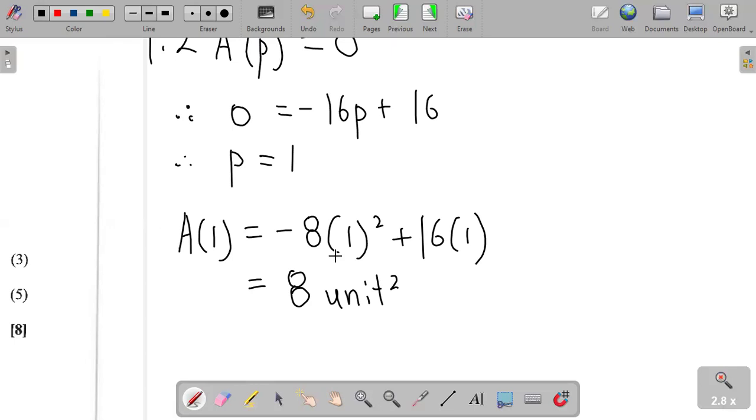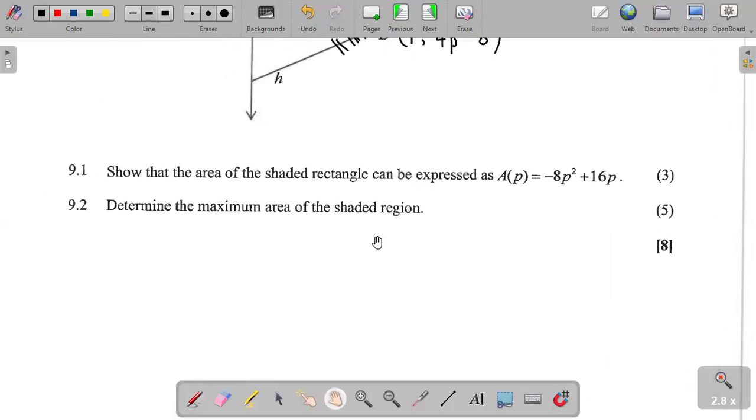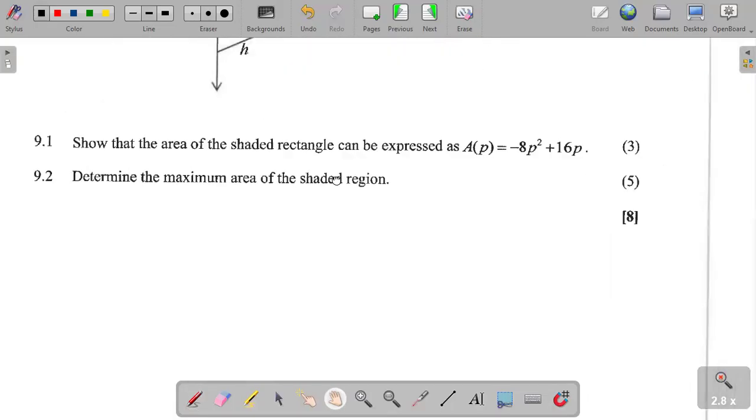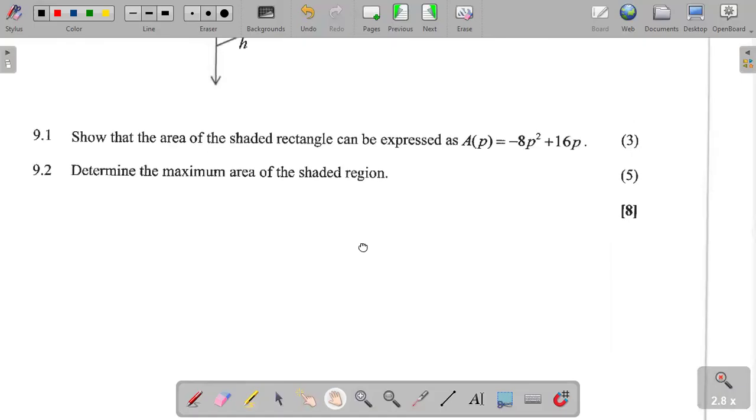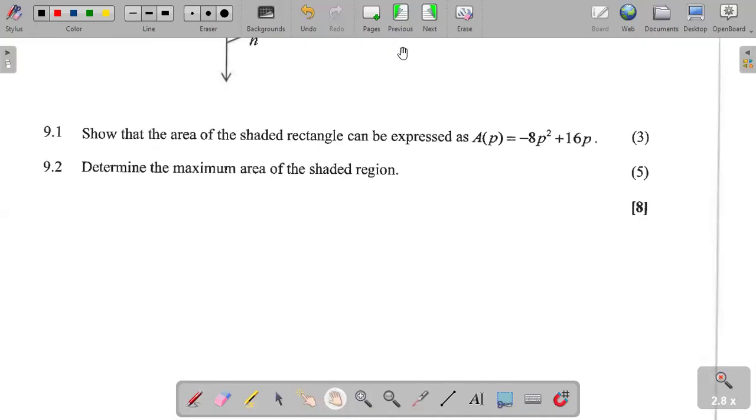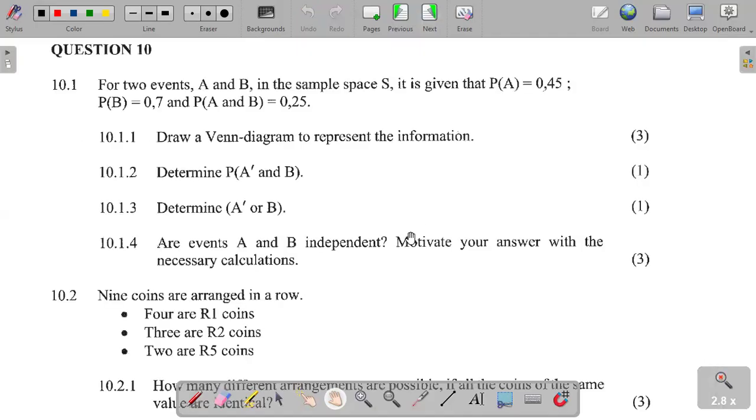Okay. Then 9.3. Okay, there's no 9.3. It ends at 9.2. So this was a short question. It was 8 marks. Okay. Let's move on to question 10.